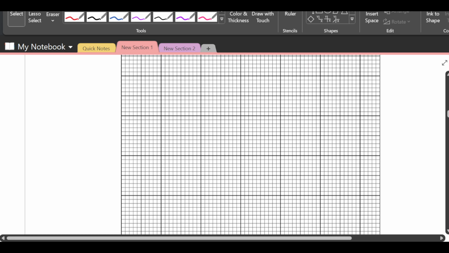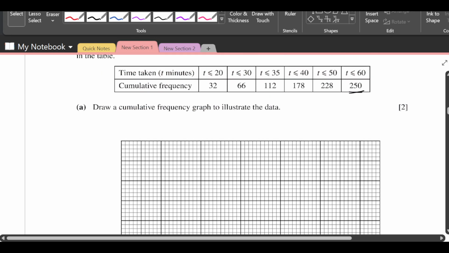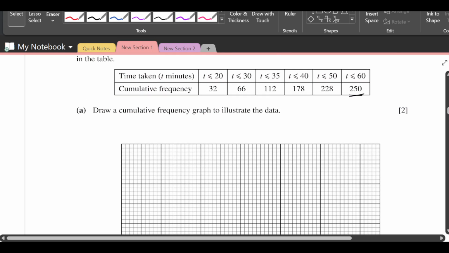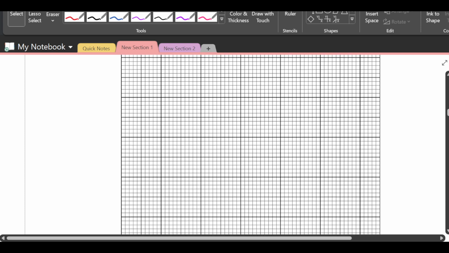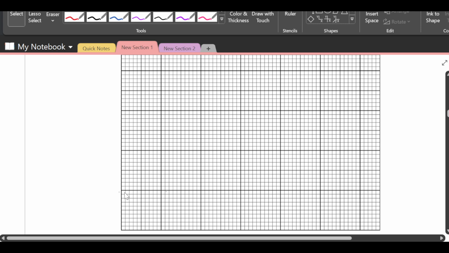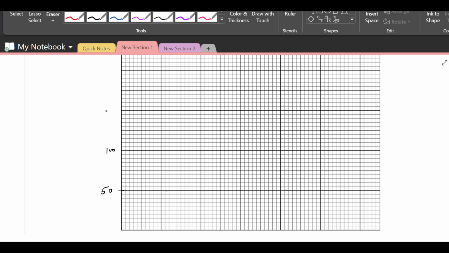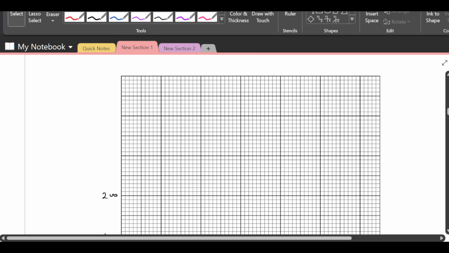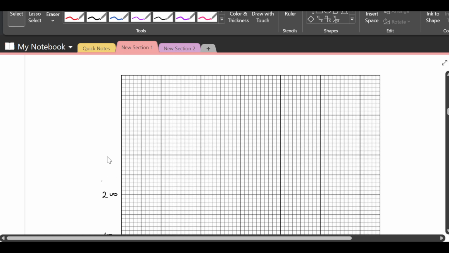So we will divide this vertical axis like 50-50. We will start with 50. So this point represents 50, then this 100, then 150, then 200, and then 250. Yeah, perfect.